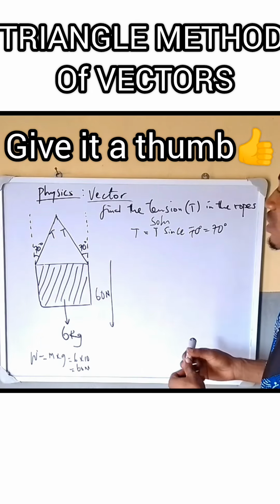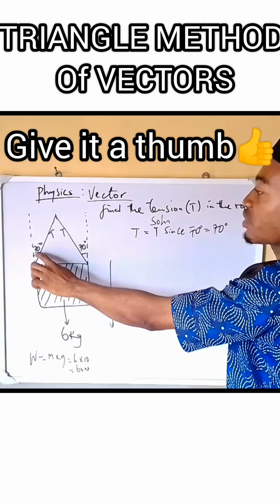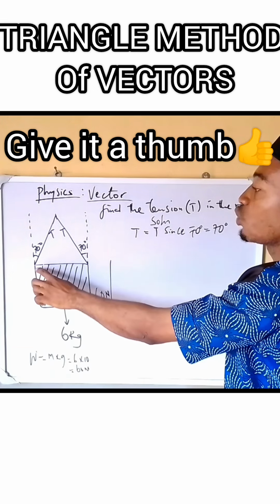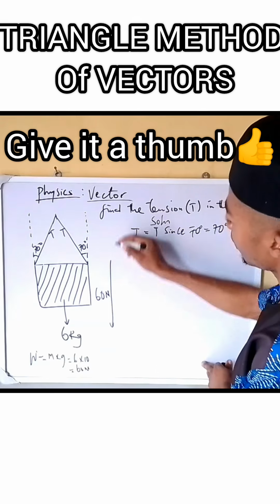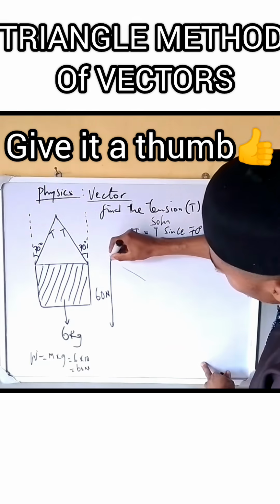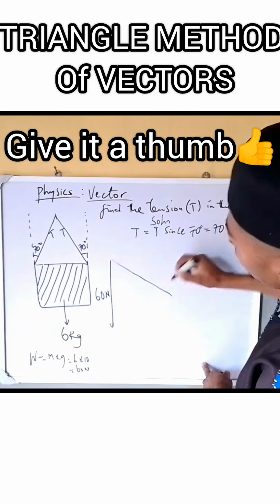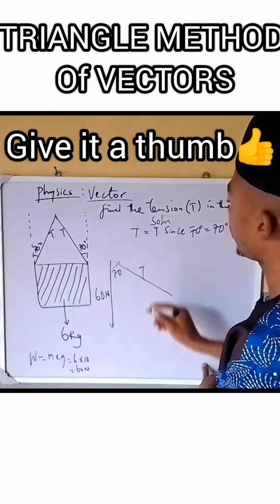Then we are told that the first rope is inclined at what angle? At angle 70 to the what? To the vertical line. You can see the vertical line, and this force here is a vertical line as well. So the first force is inclined at 70 degrees. So this is my T.